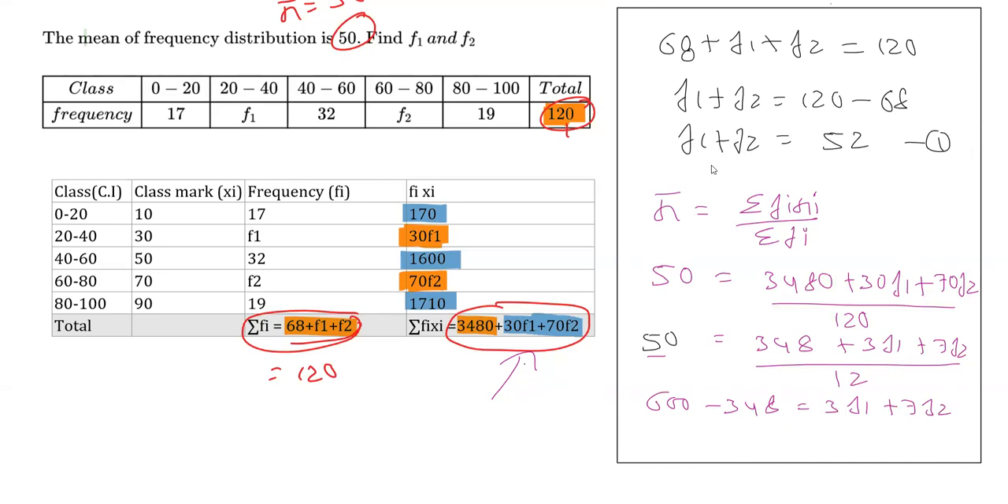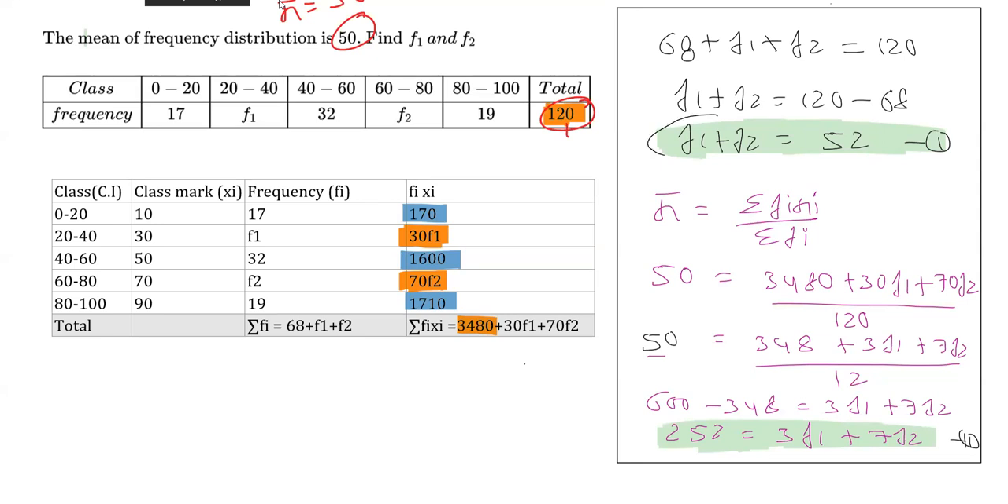Now, on further solving, what we are getting here is 252 equal to 3 times F1 plus 7 times F2. That should be our second equation. So we've got two equations, one is this and the other is this. These two equations will be solved now to obtain the values of F1 and F2. We can use the elimination method to solve.